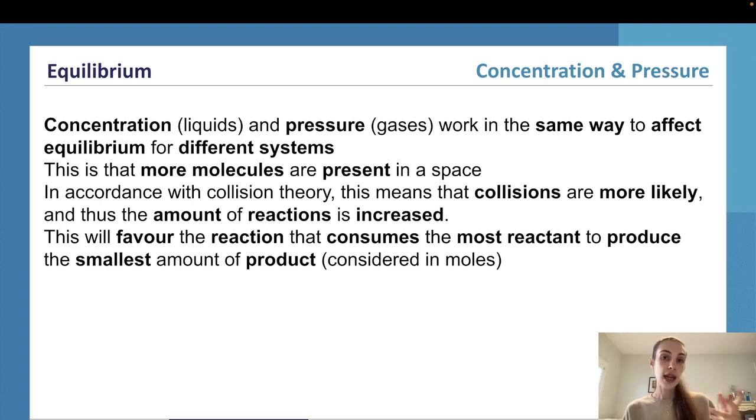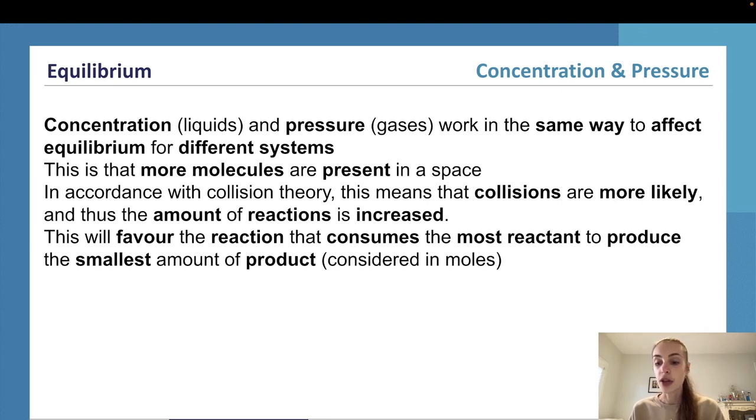Whereas if we were to take out product from the system, we would favor the forward reaction because we want to replace the product which is being removed from the system. Whilst conversely, if we were to take reactant out of the system, we would favor the reverse reaction to produce more reactant because we want to replace the reactant which is being lost from the system.